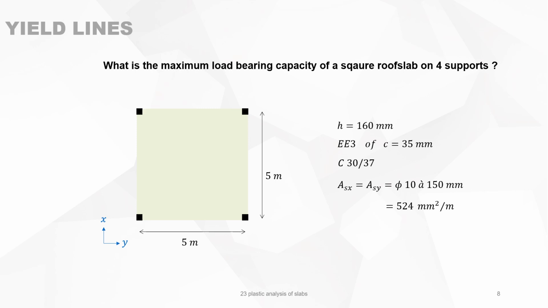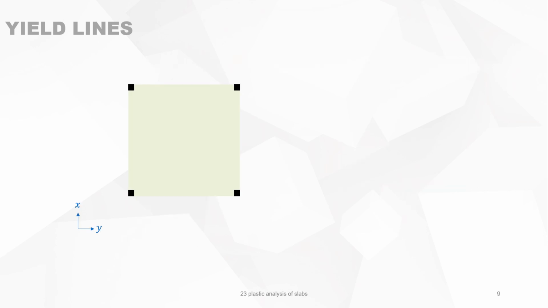What is now the load bearing capacity? We will use yield lines because we want to know the upper limit, the upper bound. We will calculate the maximum capacity of the slab using an upper bound method because we want to have the maximum load bearing capacity. And therefore we use the method of the yield lines.